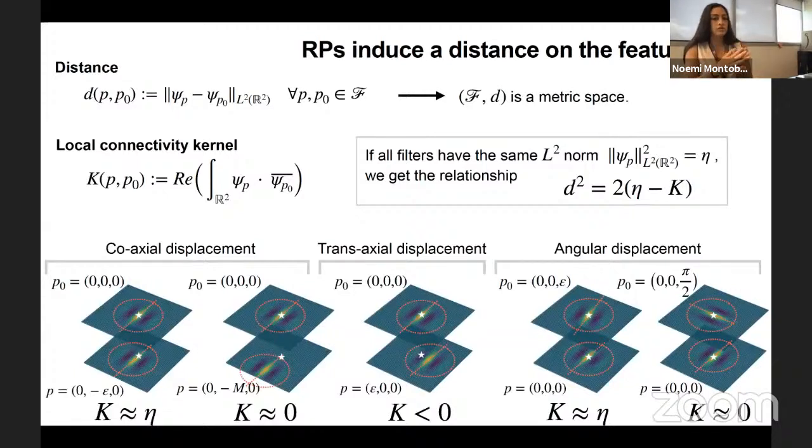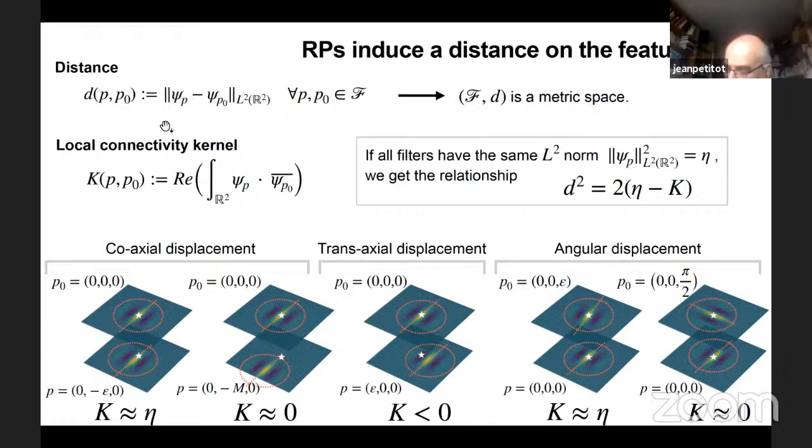Now, given a set of receptive profiles, the distance that I want to define on the feature space is very simply defined as the restriction of the L2 distance between the filters. So given two points P and P0 in the feature space, we are defining the distance between them just as the L2 distance between the two corresponding filters, psi P and psi P0, indexed by these two points in the feature space. So we're defining a metric space.